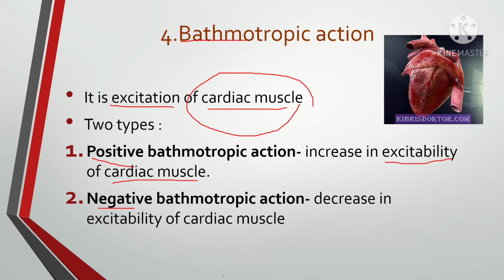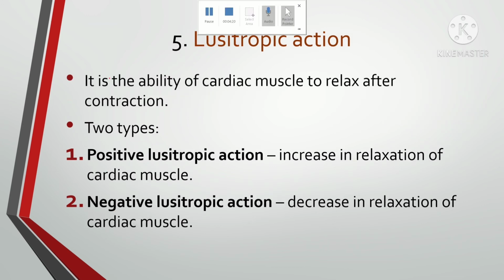What is bathmotropic? Bathmotropic is the excitation of the cardiac muscle. Excitation, we can also say the stimulation of the cardiac muscle. Cardiac muscle has to be stimulated. If it is not stimulated, then how will it transfer the impulse from one part to the other region? It has to pass from the SAN, then to the AVN, then to the bundle of His, then to the Purkinje fiber. Yeah, let's move to the last one. Last one is the lusitropic action.